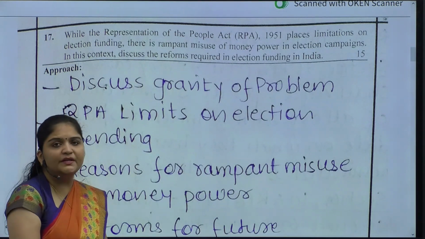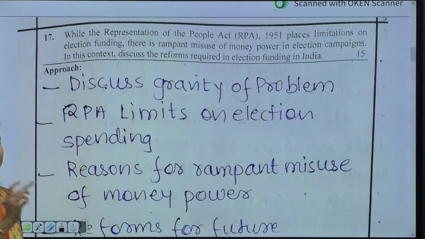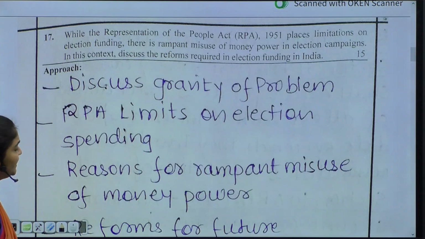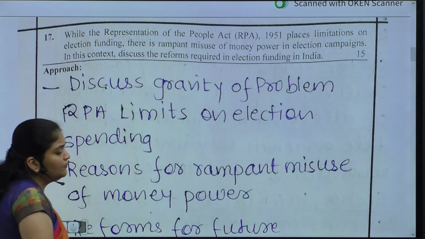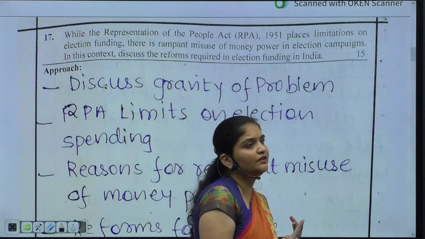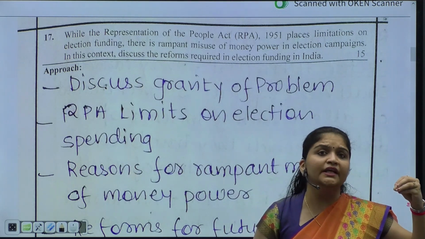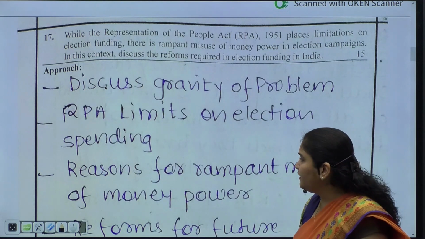So the question is on the Representation of the People Act, question number 17. While the Representation of the People Act places limitations on election funding, there is rampant misuse of money power in election campaigns. In this context, discuss the reforms required in election funding in India. So see, now before moving on to the RPA provisions, let's discuss how this is a key problem facing Indian democracy. And then we will be talking.